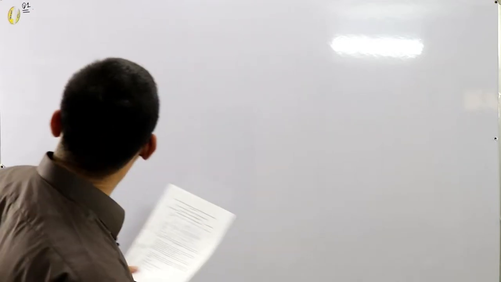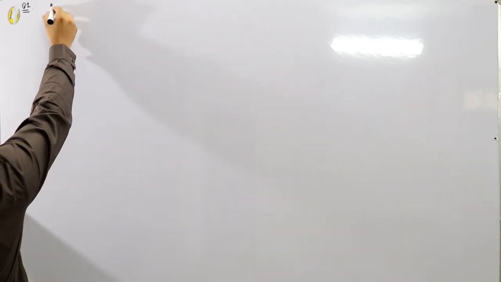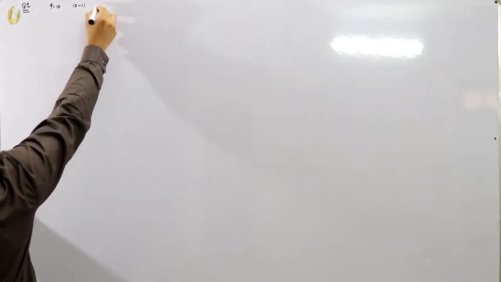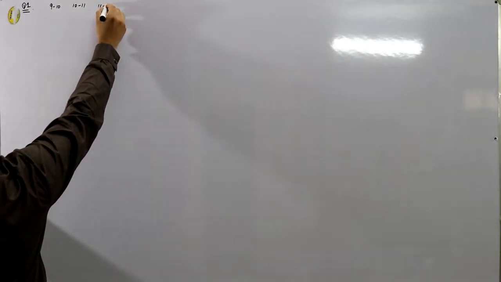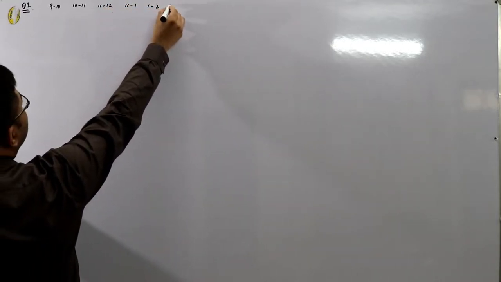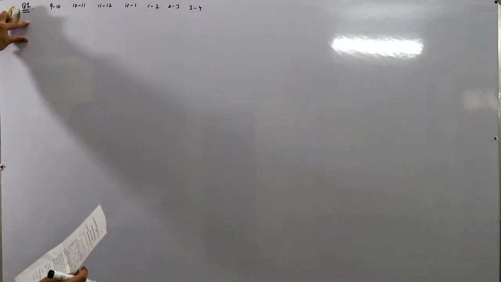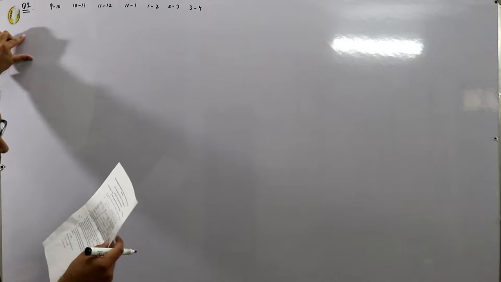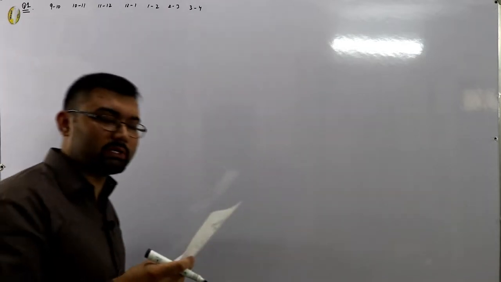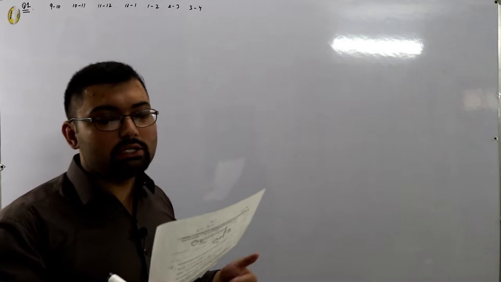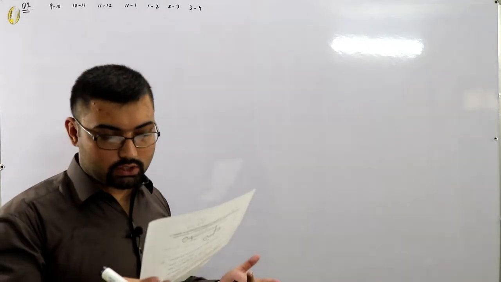So the first question states that the accompanying table provides the usage of a load by a small engineering workshop. Let me just write down the time first. This is operating from 9 a.m. to 4 p.m.: 9 to 10, 10 to 11, 11 to 12, 12 to 1, 1 to 2, 2 to 3, and then 3 to 4. You are given his usage for light bulbs, fans, lathe machine, milling machine, and an air compressor. I will just write the total load that he is using.